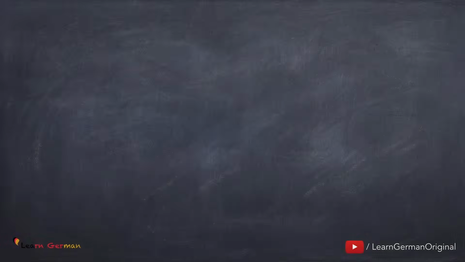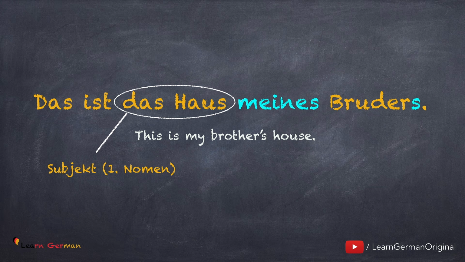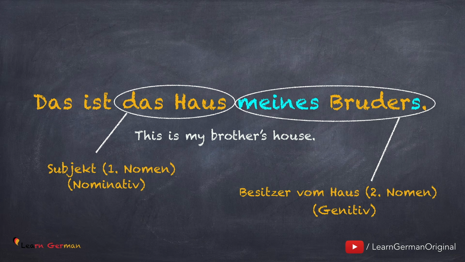So let's take the first example once again. Das ist das Haus meines Bruders. In this case, you can see two nouns, das Haus and meines Bruders. Das Haus is the subject. It is the first noun, der erste Nomen. Since this is the subject, it will be in Nominativ. The second noun, der zweite Nomen, is meines Bruders.